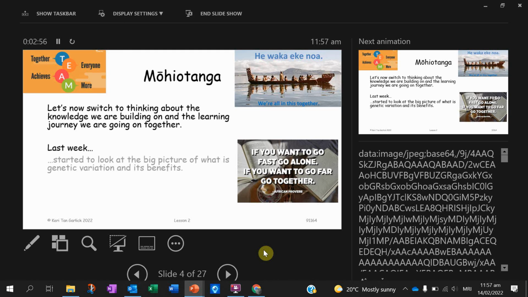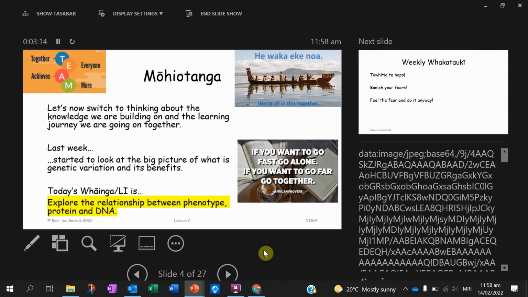So just to summarize last week, we looked at the big picture of what is genetic variation. And we also talked about some of the benefits. The main way we did that was through that little Buzzy McDonald activity. And we were thinking about bugs and the variation of the bugs and what would happen if natural events started killing them. Today, now that we have the big picture, I want us to zoom in and understand the reasons why. So we're going to look at protein, and we're going to look at DNA. We talked about phenotype previously. So that's what the focus is for today's lesson.